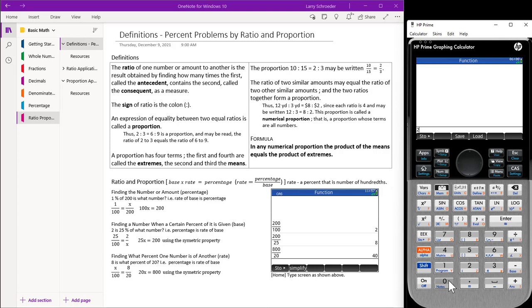200 divide 100, press enter. 200 divide 25, press enter. 800 divide 20, press enter. Notice that the home view and the CAS view are identical.